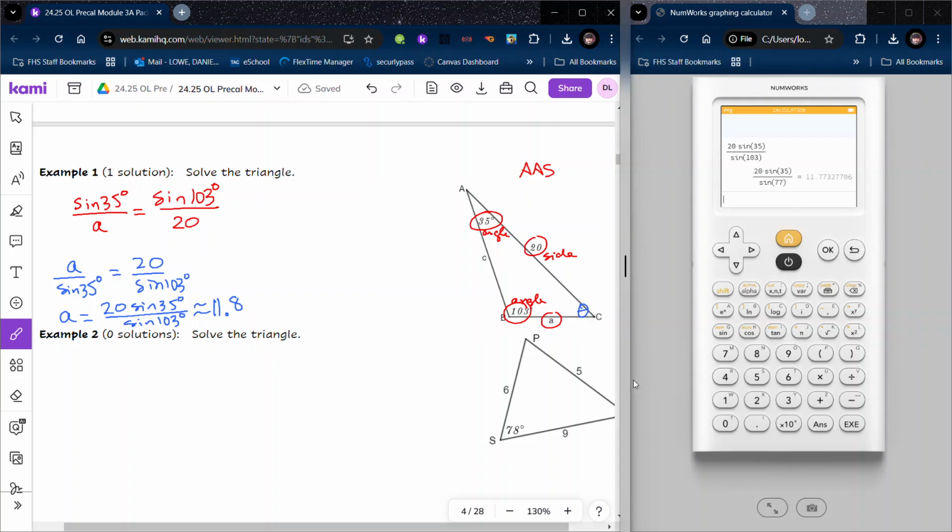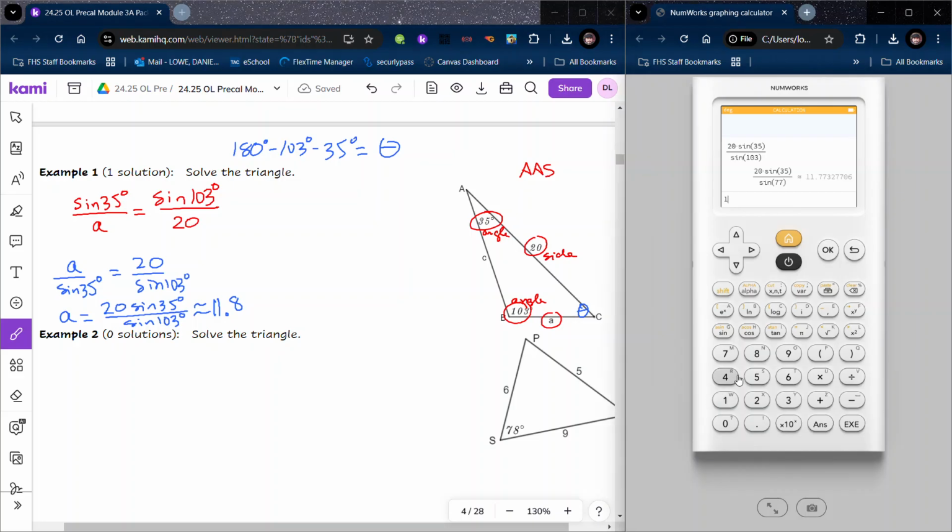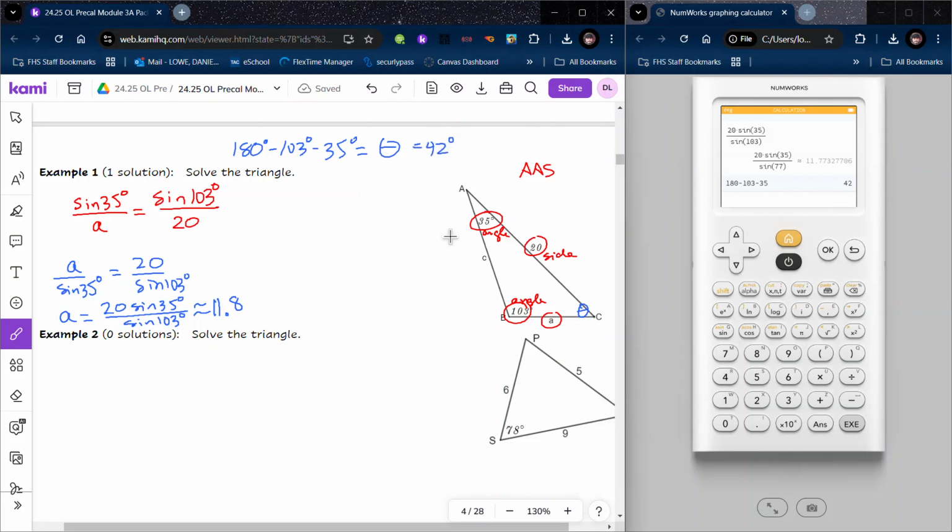Okay, now angle C, right? Let's say that we called angle C theta over there. Well, what do I know about angle C? I know that 180 degrees minus 103 degrees minus 35 degrees is going to be that theta. If I do that on my calculator, I have 180 degrees minus 103 and minus 35, and that gives me 42 degrees.